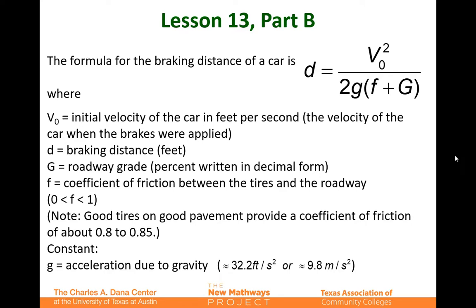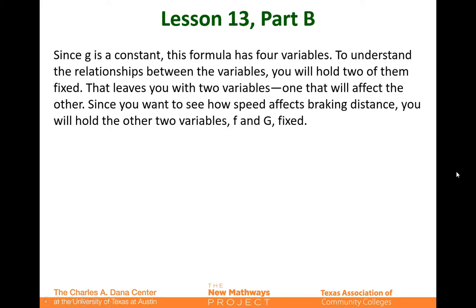It's 32.2 feet per second squared, or 9.8 meters per second squared. I feel like we're in a physics class because this is very much a physics type of formula. Since g is a constant, this formula has 4 variables. So let's think about that. So here's our formula.